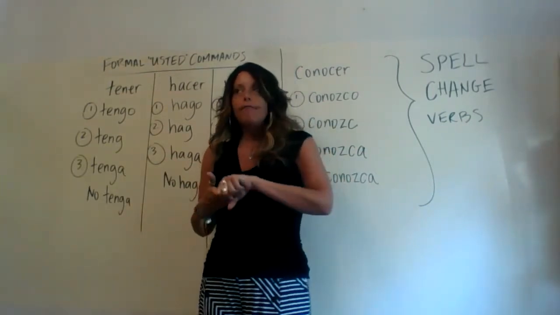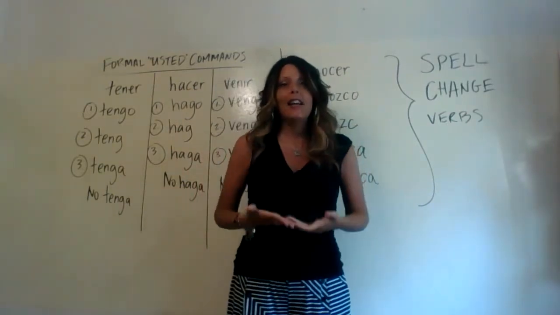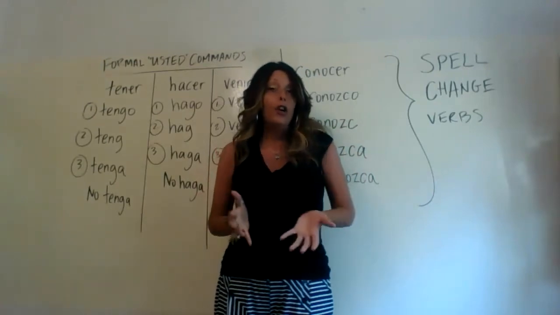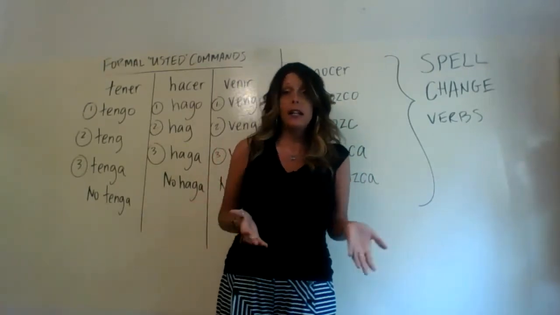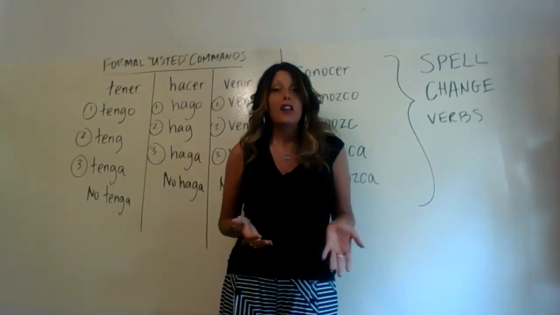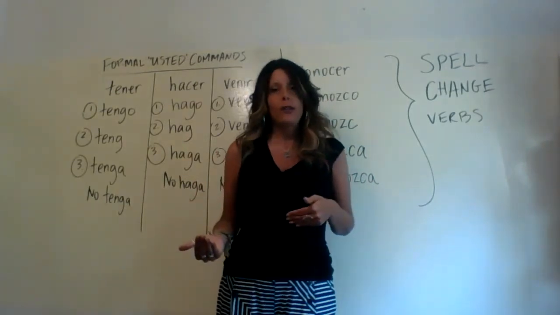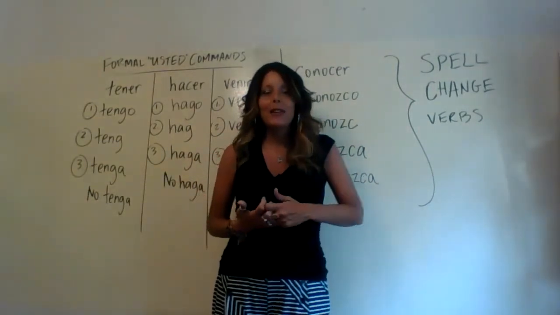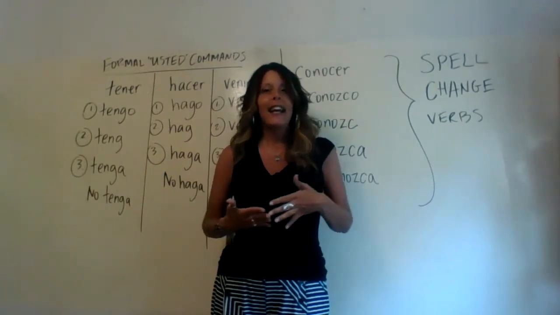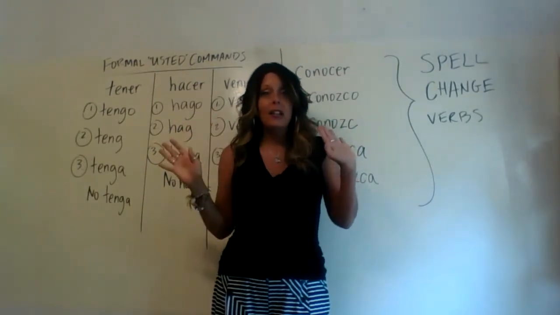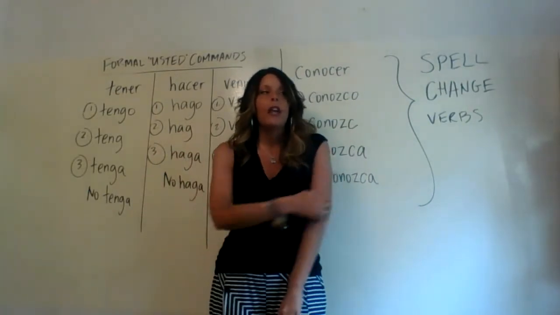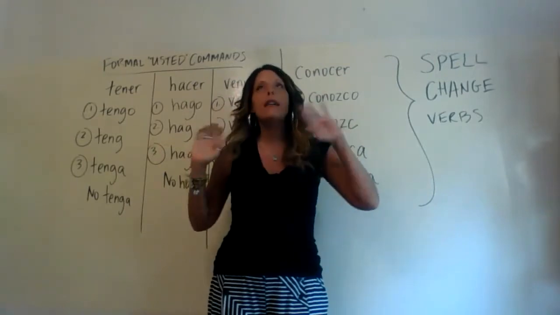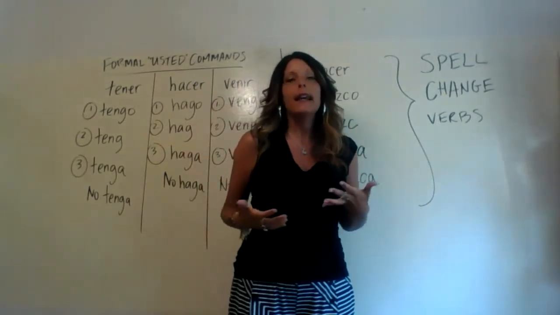So if you can get to the yo conjugation of the present tense of a verb and you see some crazy G or Z that you didn't expect, then you don't have to memorize what verbs are spell change verbs. You can just wait till you get to the yo box of the present tense, and if there's a G or Z that you didn't expect, then you know it's a spell change verb.